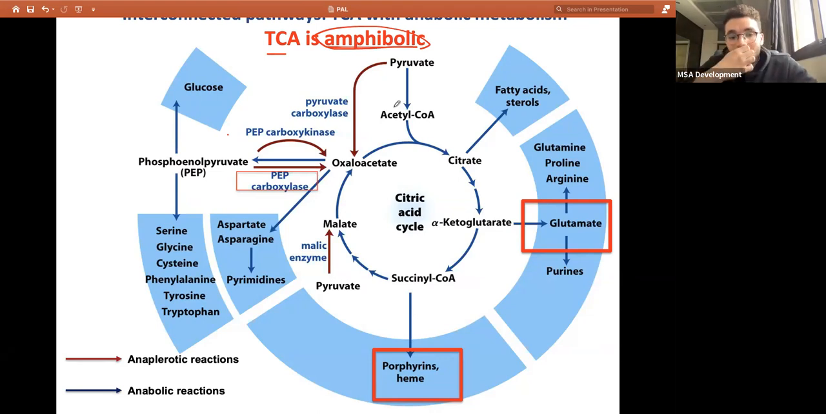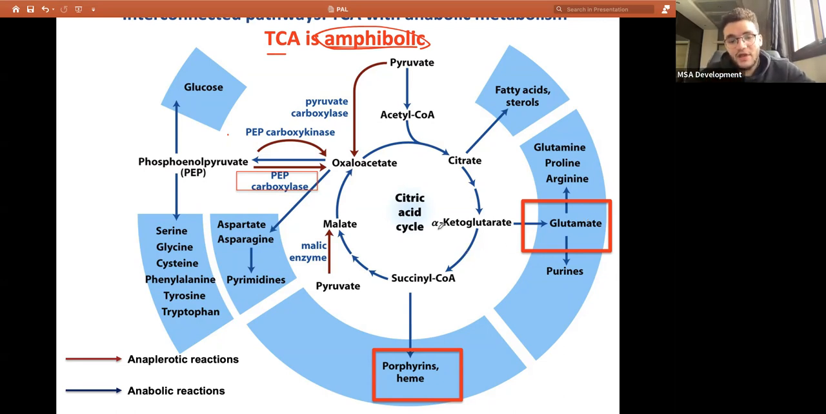Okay, so now another thing the TCA cycle can be used for is anabolism. So what is meant by anabolism? It can be used for producing other things. So not only is it broken down, but it's also used to produce things.